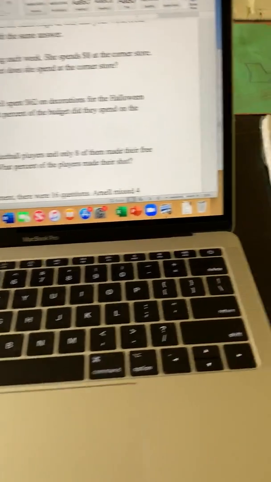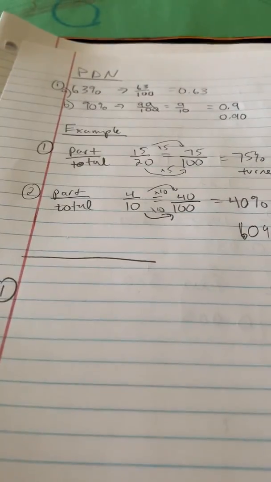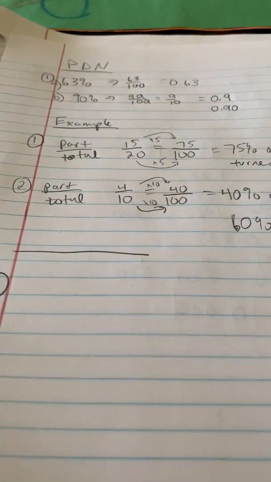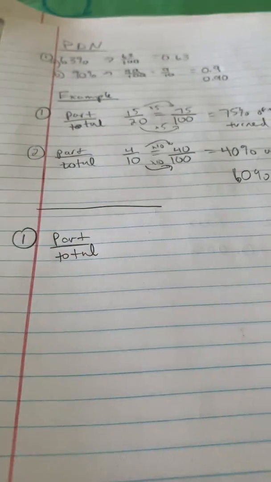Okay, Candace gets $20 for babysitting each week. She spends $8 at the corner store. What percentage of her weekly budget does she spend at the corner store? We know that this is a part over total problem. All we have to decide is which number is our part, which is our total.